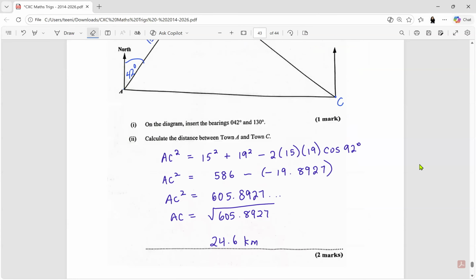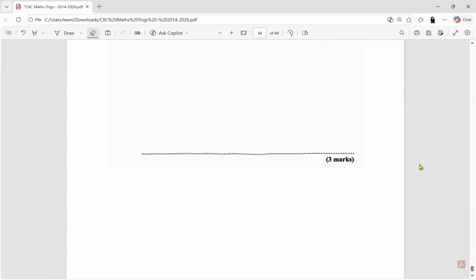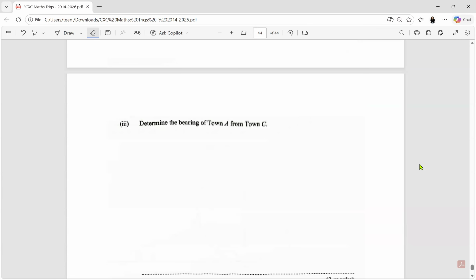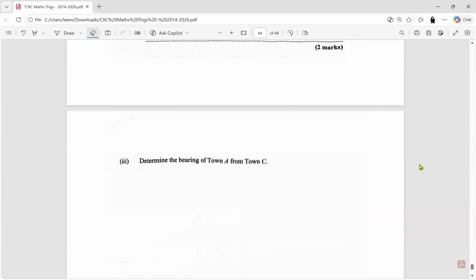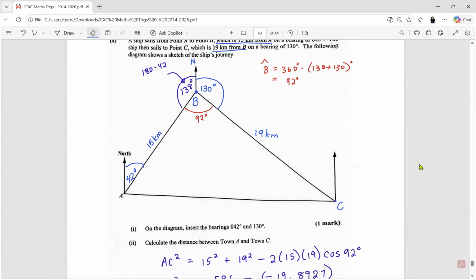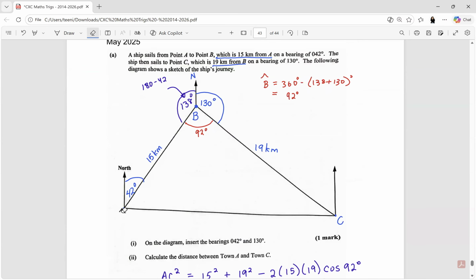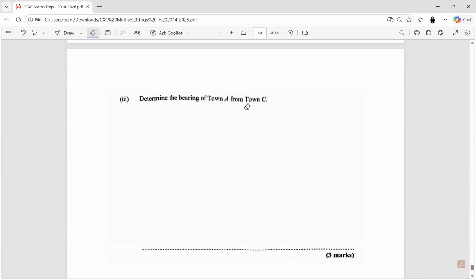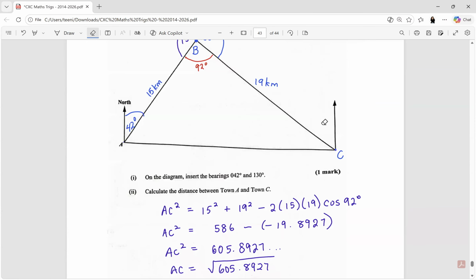Okay, so that was question 2. Now part 3 says to determine the bearing of town A from town C. So let's look, where's town A? Town A is here and town C is here. So they're asking us to determine the bearing of town A from town C.